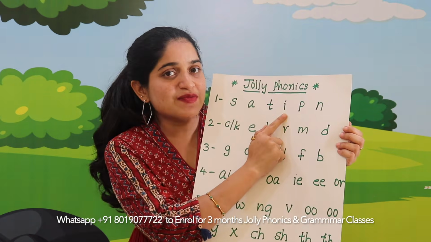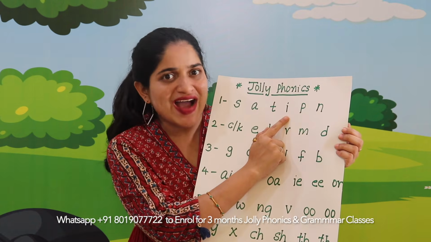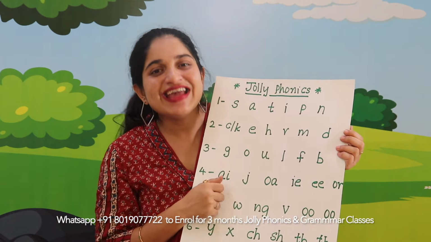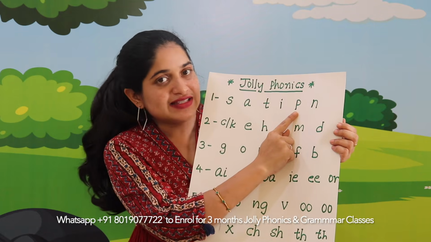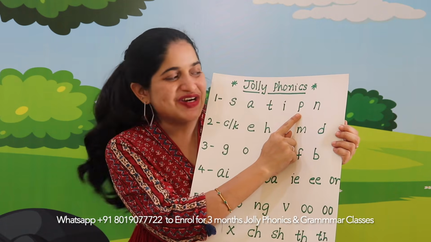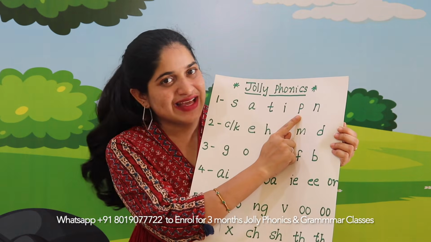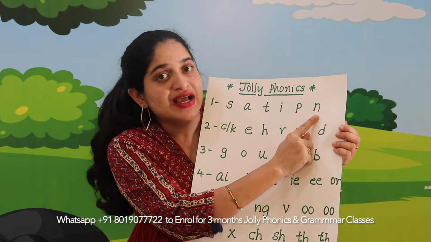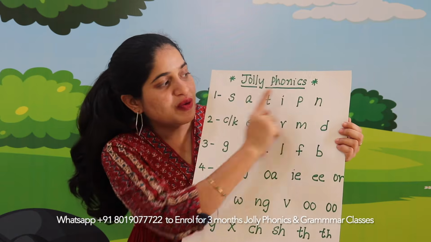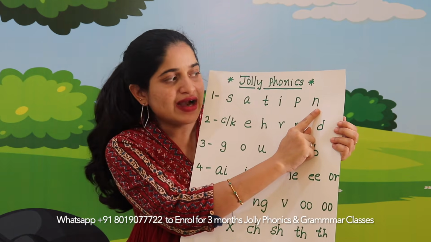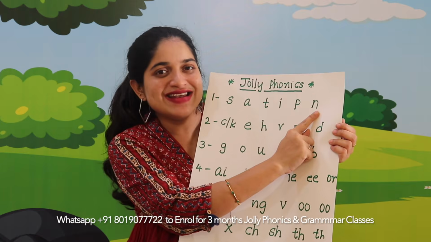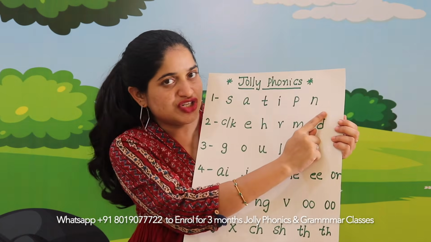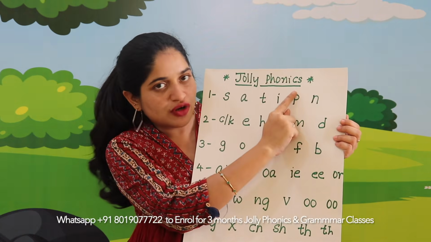Okay. Now what is the name of this letter? Letter I. And the phonic sound of letter I is I, I, I. And this is letter, very good, P. And P says. And the last letter of the first group is letter N. And N says, N. These are the sounds of each and every single letter in group 1 of Jolly Phonics.